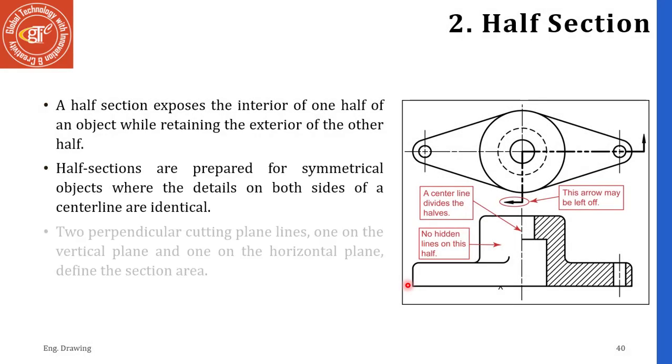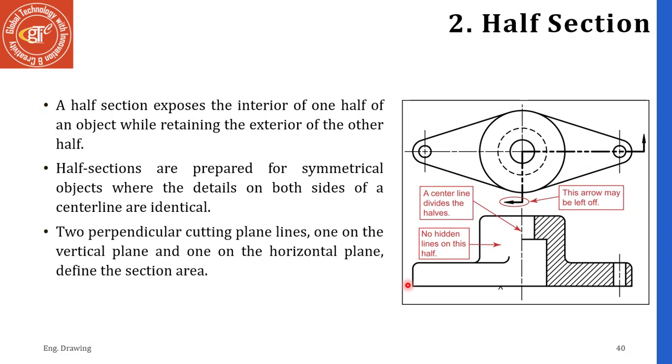The second type of section view is the half section view. Half section view exposes the interior of one half of an object while retaining the exterior of the other half. Half sections are prepared for symmetrical objects where the detail on both sides of the center lines are identical. So two perpendicular cutting plane lines, one on the vertical plane and one on the horizontal plane, define the section area. As indicated by the figure, you can see two section lines are used.